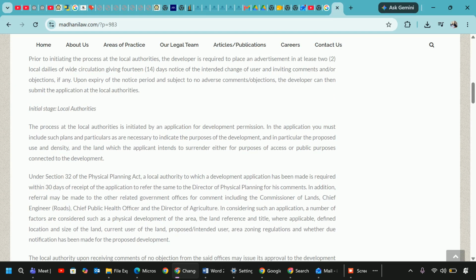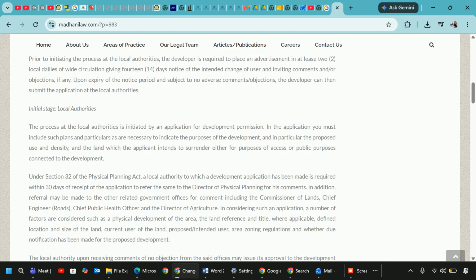The process at the local authorities is initiated by an application for development permission. In the application, you must include such plans and particulars as are necessary to indicate the purposes of the development, and in particular, the proposed use and density, and the land which the applicant intends to surrender either for purposes of access or public purposes connected to the development.